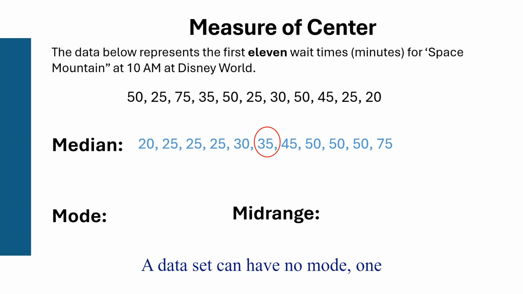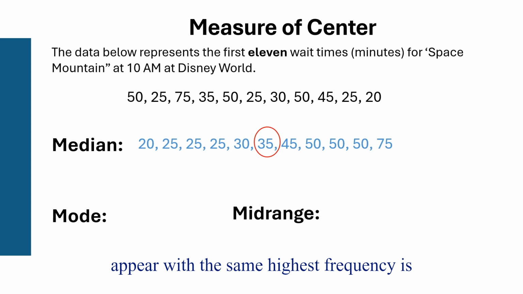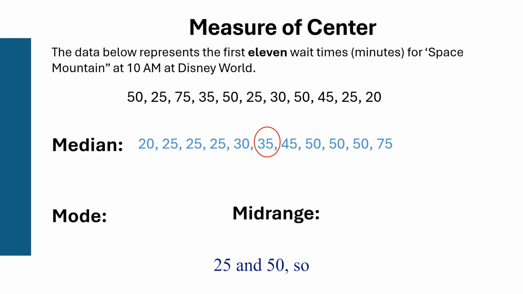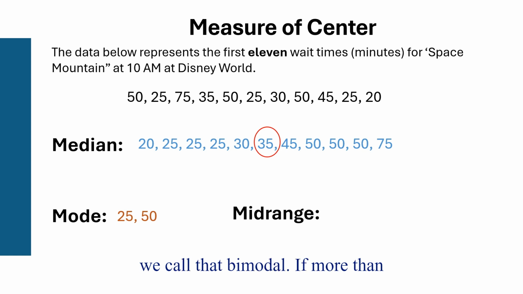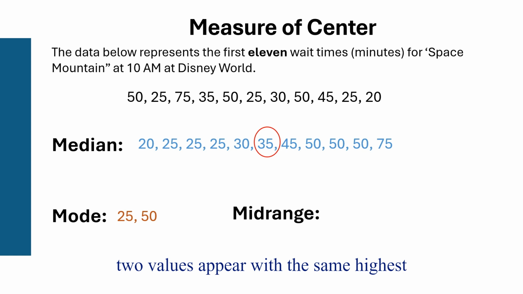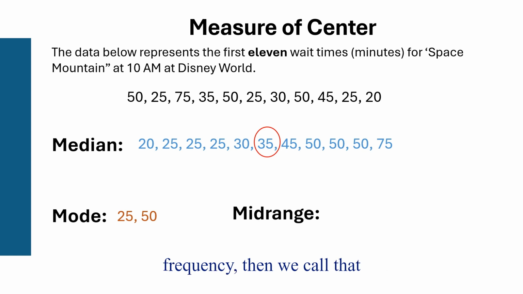A data set can have no mode, one mode, or multiple modes. For example, for our data, two values appear with the same highest frequency, 25 and 50, so therefore we have two modes here, and we call that bimodal. If more than two values appear with the same highest frequency, then we call that multimodal.